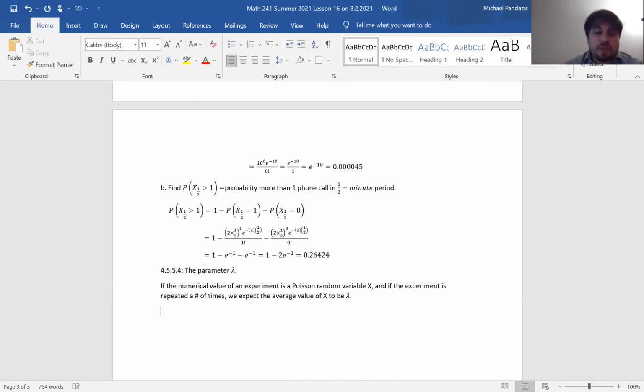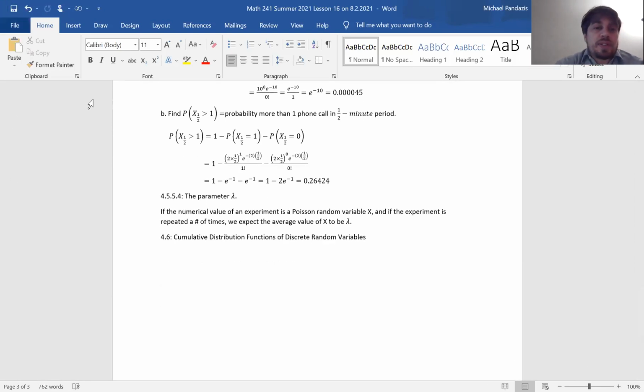Okay, so we can now move forward with section 4.6, which is on the cumulative distribution function of discrete random variables. So we're still going to be talking about discrete random variables, those are random variables with a discrete sample space, right? Which in this class, discrete means finite or countably infinite. And we want to talk about what's called a cumulative distribution function of discrete random variables.